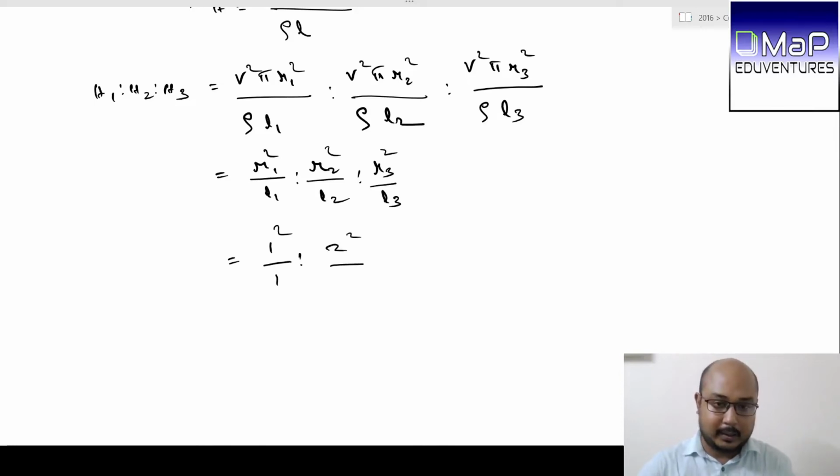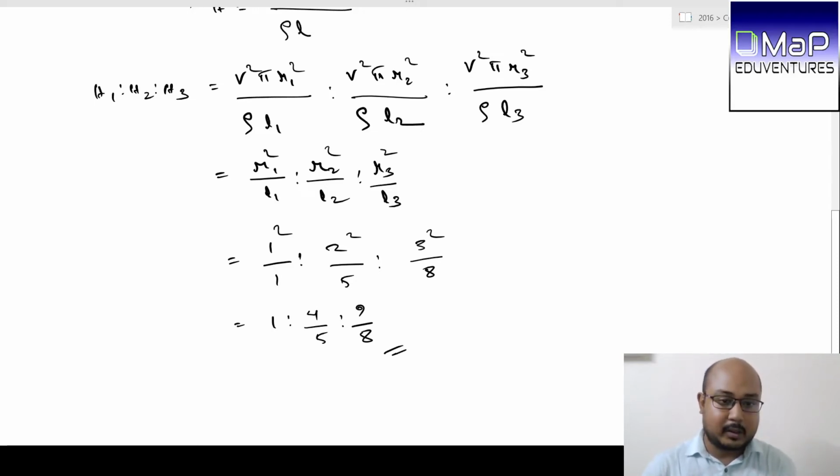r3 is 3 square by 8. So we get a ratio, 1:2 square is 4 by 5 is to 9 by 8. So this ratio we have to produce in the three wires, that is h1 is to h2 is to h3 is equal to this ratio. So you can do this, otherwise if you wish then you may convert them into integers. Okay, so you can do that otherwise also the answer is correct.